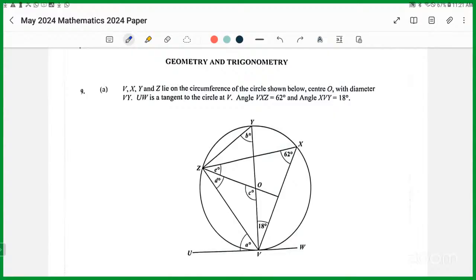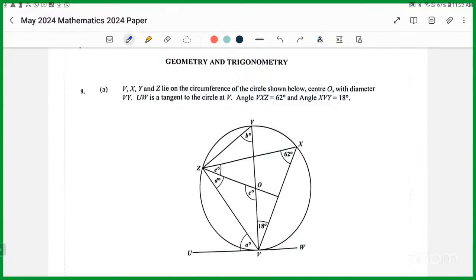And then now the tangent and chord rule: angle between a tangent and a chord is equal to the angle subtended by the chord. Then all the other rules that we know for trigonometry also apply. So for example, total angle in a triangle is 180 degrees. Total angle on a straight line is 180 degrees.